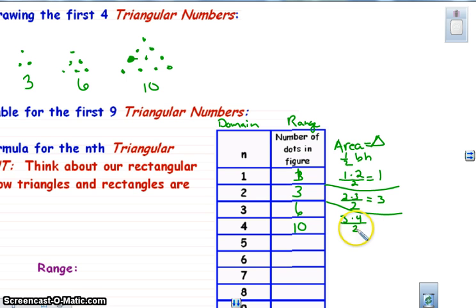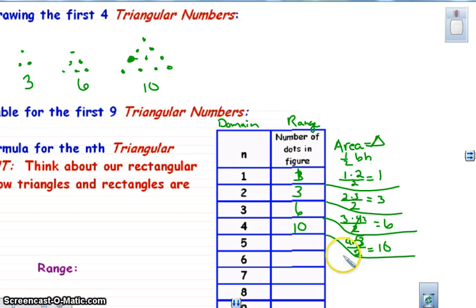2 goes in here twice, and it gives us the 6. We're looking at the next number. We're going to go 4 times 3, so 12 divided by 2 gives us 6. Then 4 times 5 divided by 2 gives us the 10. Notice these are always 1 up: 1 times 2, 2 times 3, 3 times 4, 4 times 5.